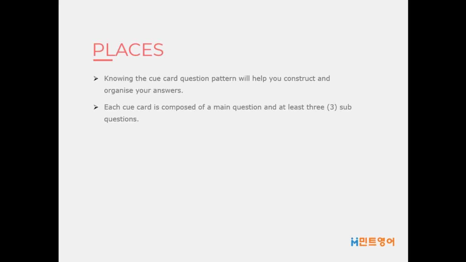Each cue card question is composed of a main question and at least 3 sub-questions that you must cover in your answer. It is impossible to predict the exact question you will answer during the test. However, cue card questions have predictable features that can help you plan and deliver well-organised responses. Knowing these features is the key skill in this lesson.